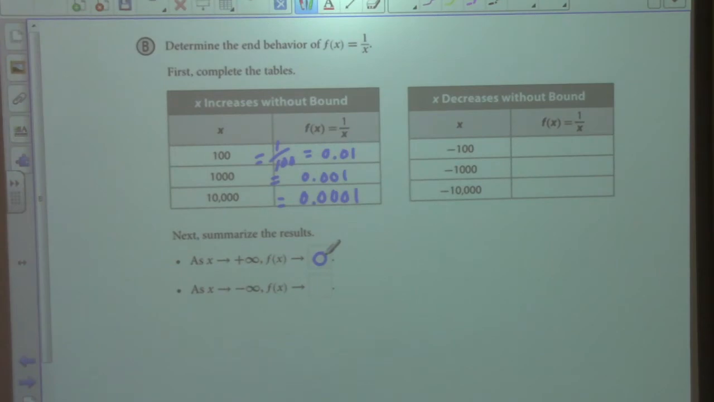Now x decreases without bound, and it's a similar sort of thing, except for this one we have negative 0.01, negative 0.001, and the last one equals negative 0.0001. So really, that's what happens. As x approaches negative infinity, f of x approaches 0. Okay? So that's that.